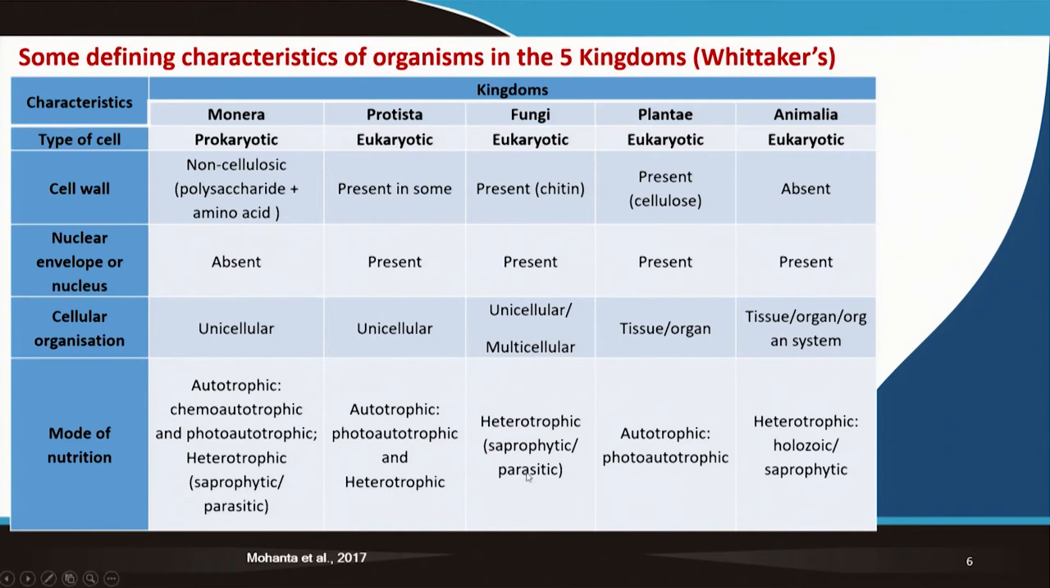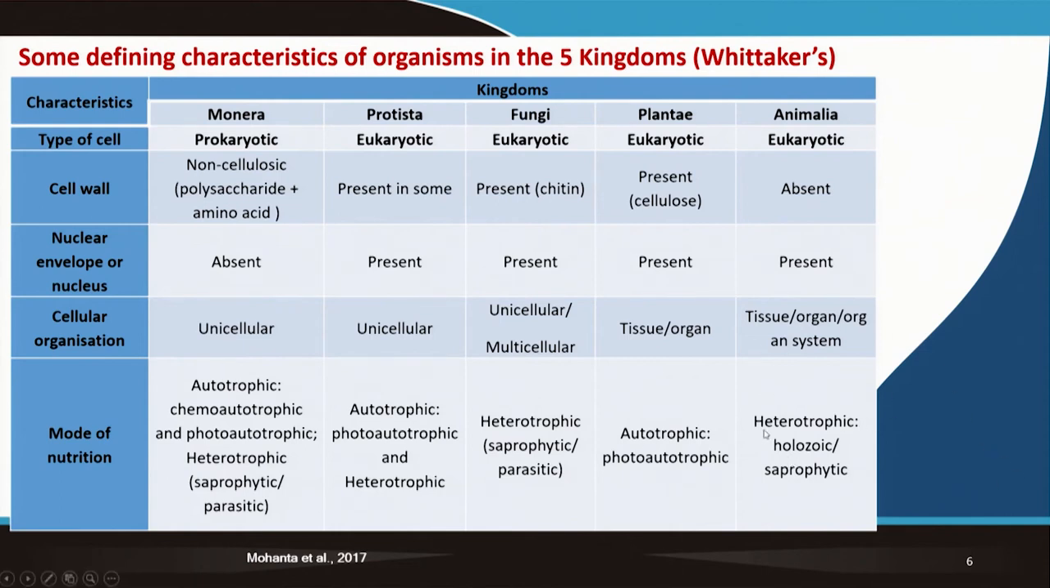You can also have parasitic microorganisms, or even higher organisms. So you can have all kinds, multicellular as well as unicellular. Plants by definition are autotrophic, they are photosynthetic organisms, so they do not feed on other living organisms. They are the ones that convert CO2 to biomass.